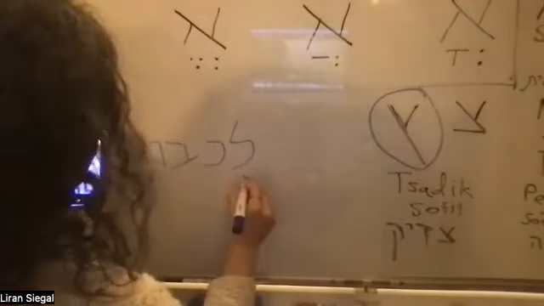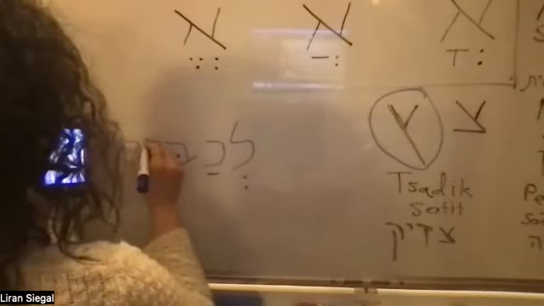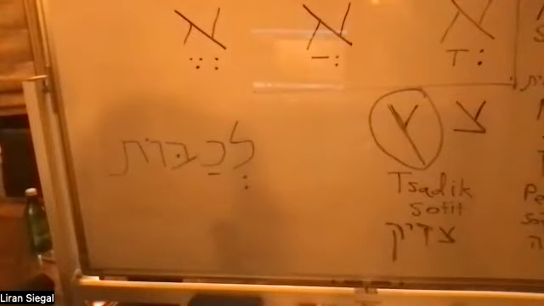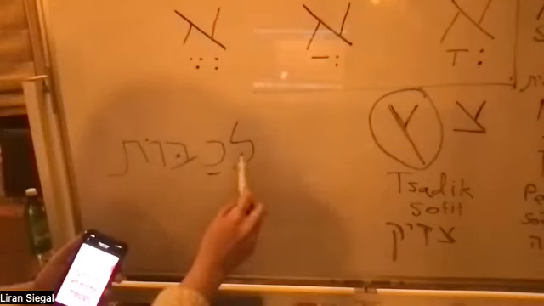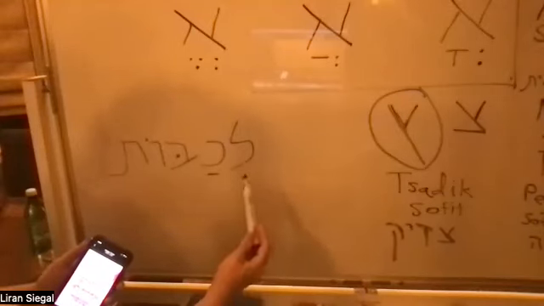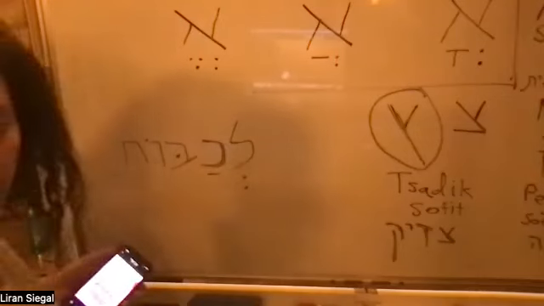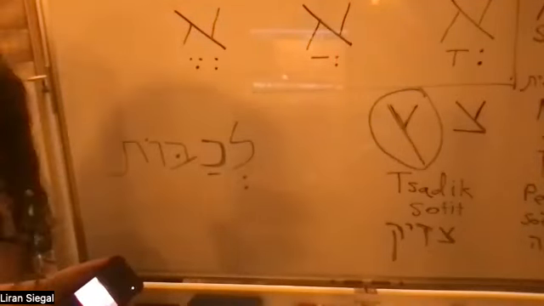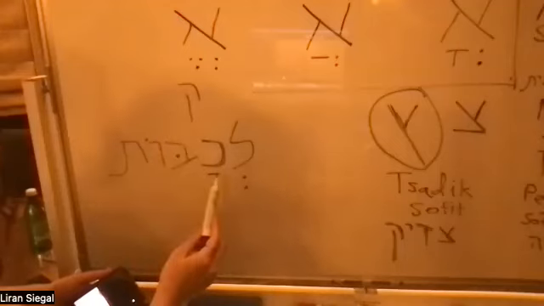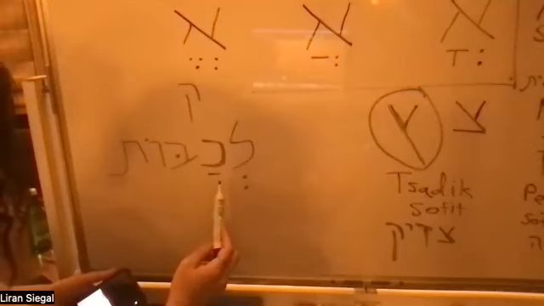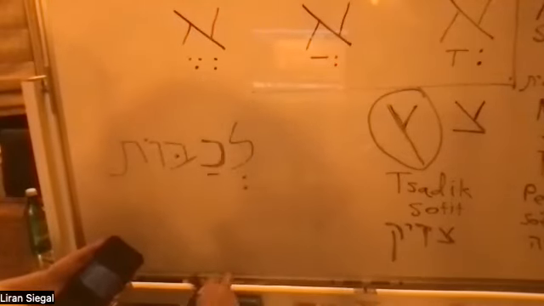Okay, sorry. You didn't hear that, but I gave you a starting point. What does that say? Oh boy. Let's start out with the letters. What's this? Lamed. Yep. Is that nun or kuf? It's neither. Remember kuf? Kuf looks like this. So this one is not kuf. What is it? Kaf. Yeah, it's kaf.